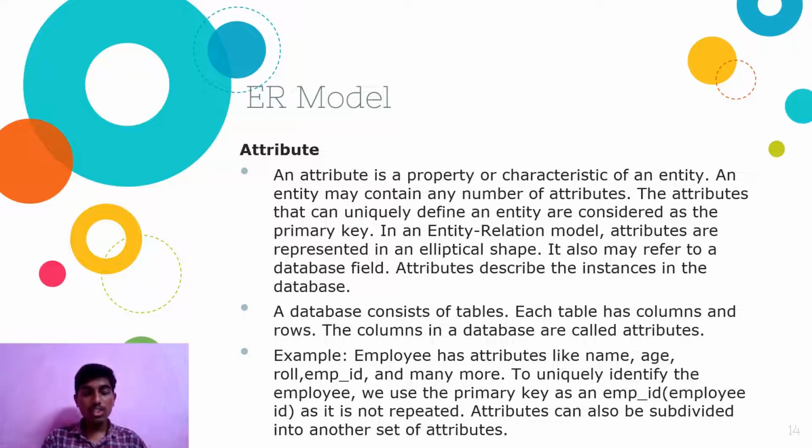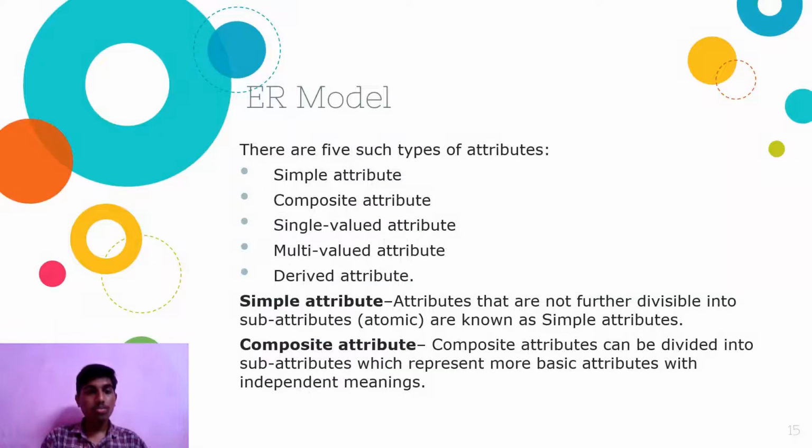A database consists of tables. Each table has columns and rows. The columns in a database are called attributes. Example: employee has attributes like name, age, role, employee ID, and many more. There are 5 such types of attributes: simple attributes, composite attribute, single valued attribute, multi-valued attribute, derived attribute.